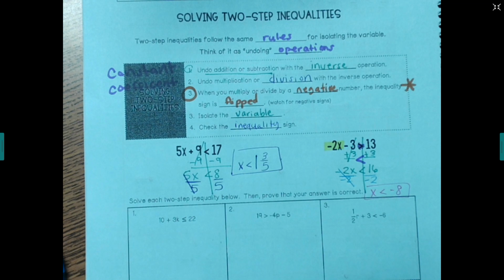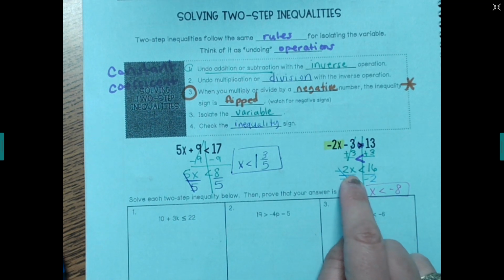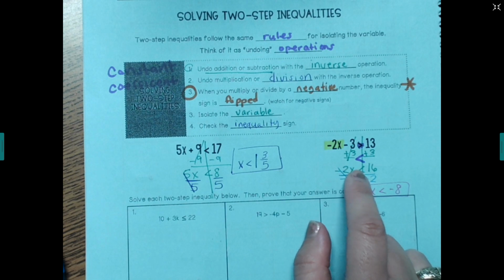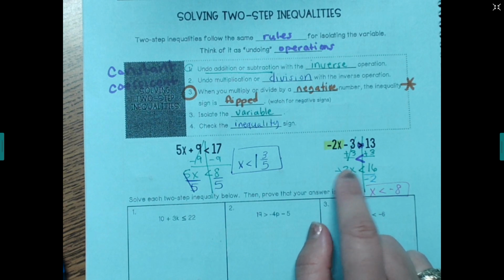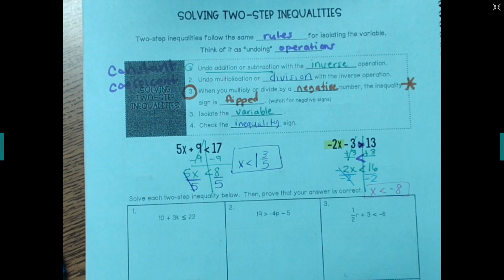The thing that most people are still messing up on is this -2. They're thinking +2. But ask yourself, is that being added or subtracted to the x? And the answer is no. So just remember, if the sign is not right before the x, then it's multiply or divide. That's how you know it's a coefficient.